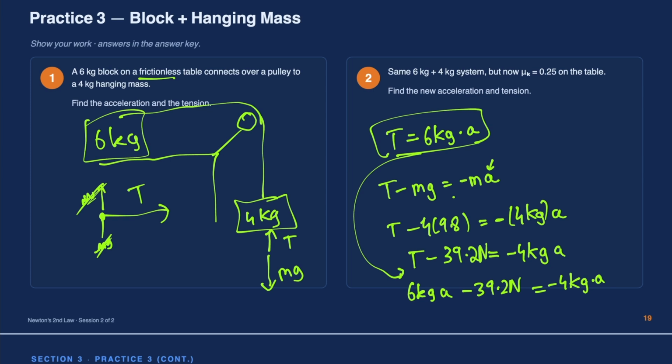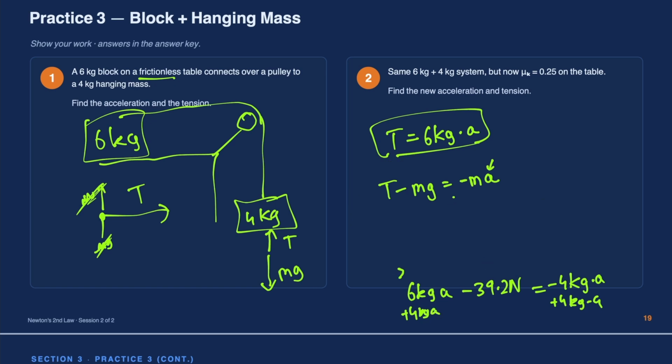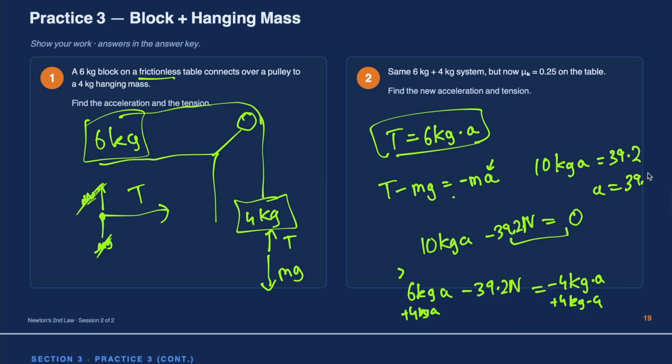If I add this to both sides, I'm going to get 10 kg A minus 39.2 newtons is equal to 0. And then if I add this 39.2 to the other side, 10 kg A is equal to 39.2. And A is equal to 39.2 over 10. And that's 3.92 meters per second squared.